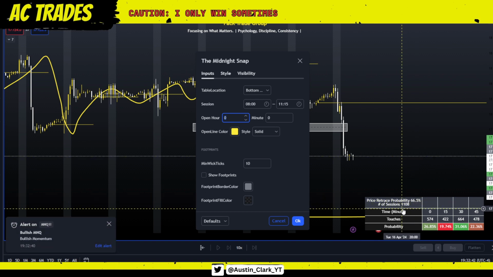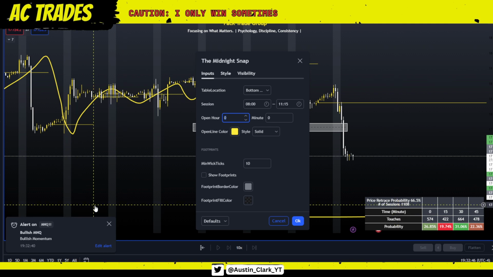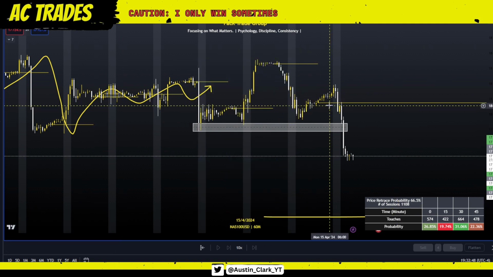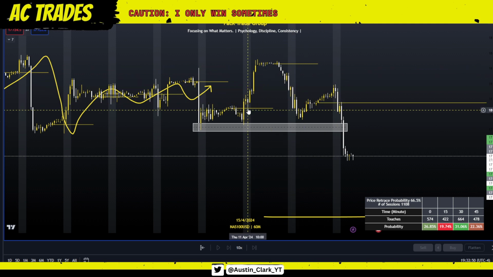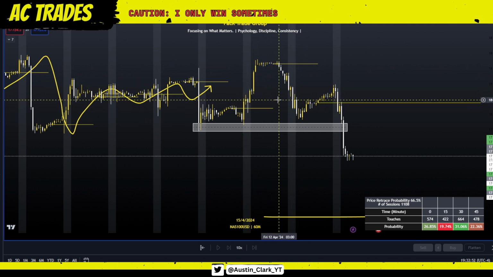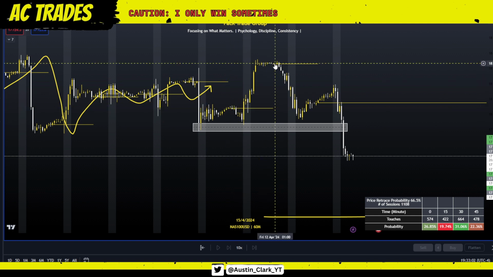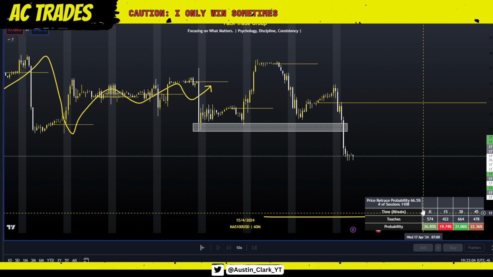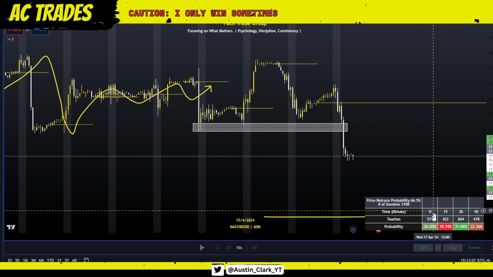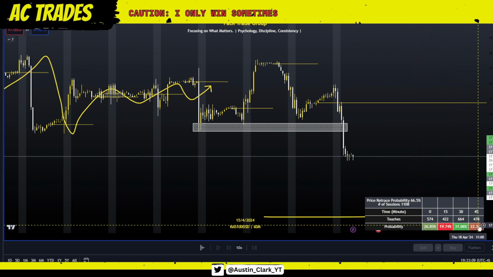Now, what is this? Is this a fortune? Is this some magic 8-ball? No. All this is doing is reading, out of all the sessions that this indicator is reading, how many times did price come down and retrace this funny little line on the chart right here? And then it's giving you a percentage. That's it. And then it's breaking it down even further.